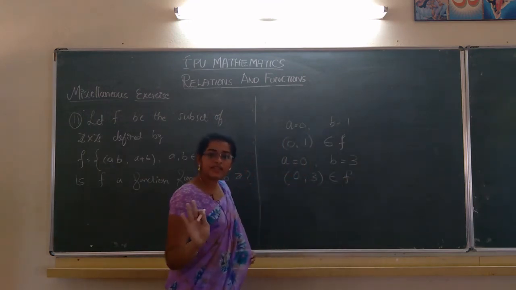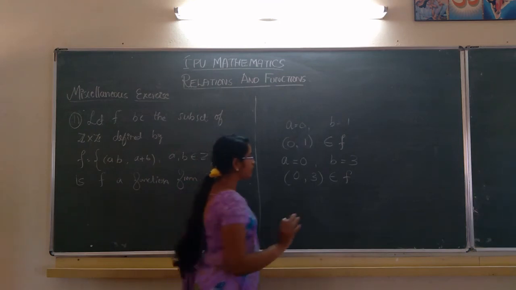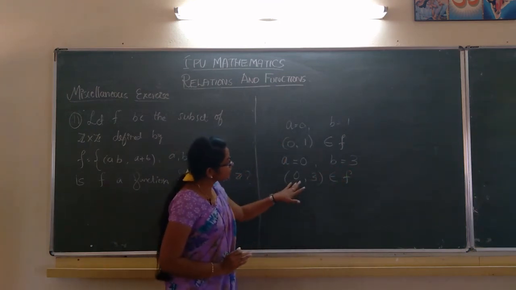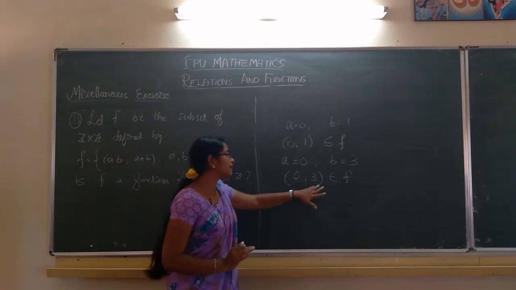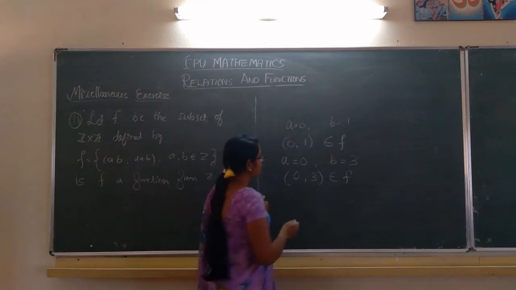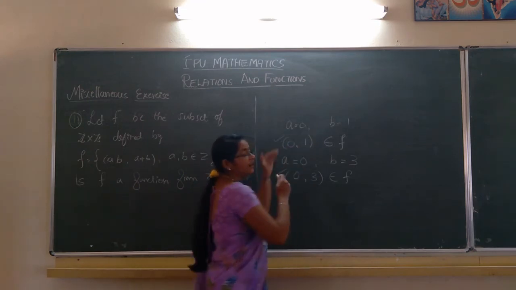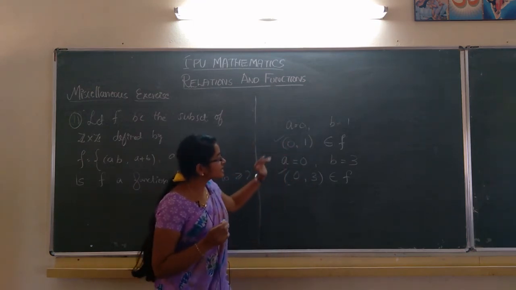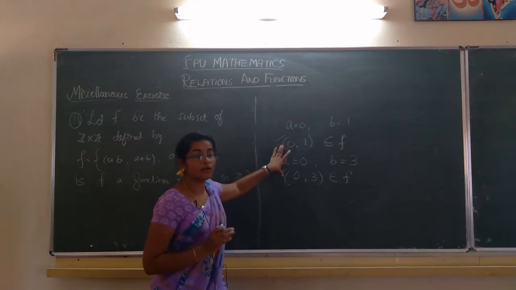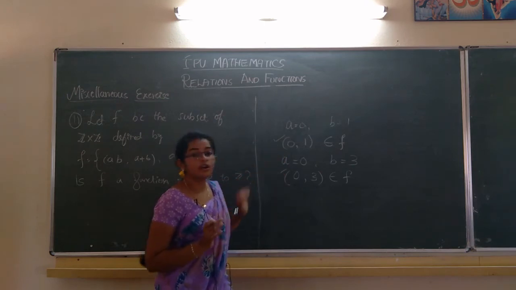I can take any element here. If I take B equal to 100 also, what will I get? I will get the first element equal to 0 and the second element equal to 100. See, what does that imply? I have distinct ordered pairs with the same first element. This should not happen in a function. So it is not a function.